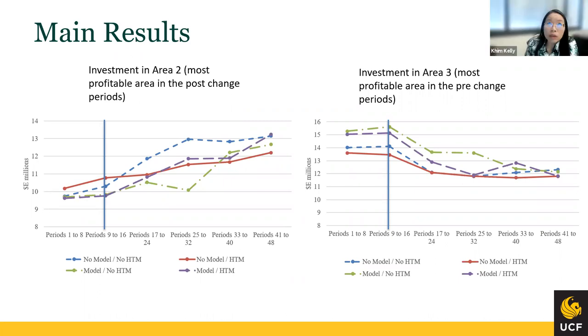Yeah, so your suggestion was to change the dependent variable. That was one of your suggestions, right? Which was to take area two minus area three. We did multiple different permutations, using different types of operationalizations of the dependent variable. And largely the results don't change all that much.